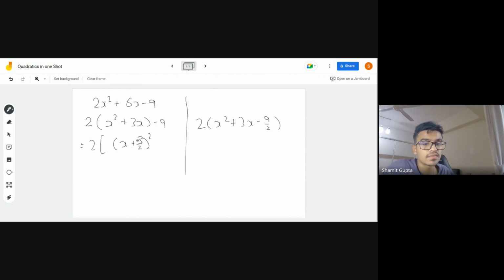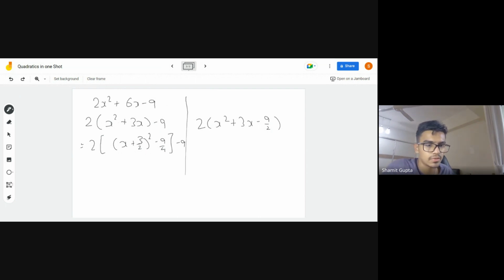Now I've added 3 over 2 squared, which is 9 over 4. I minus 9 over 4, but that 9 over 4 is multiplied with the 2, because over here I want x squared plus 3x, which is multiplied with the 2. Then the minus 9 is outside, because x squared plus 3x is multiplied with the 2, minus 9 is not.